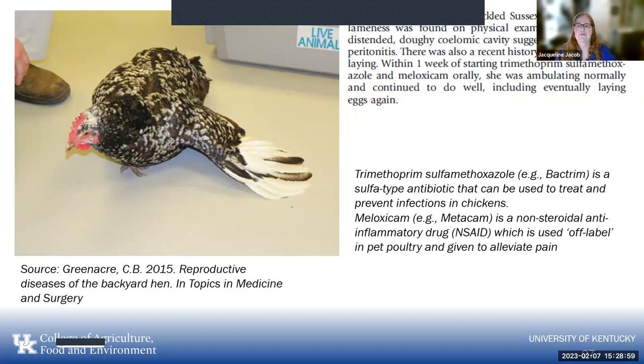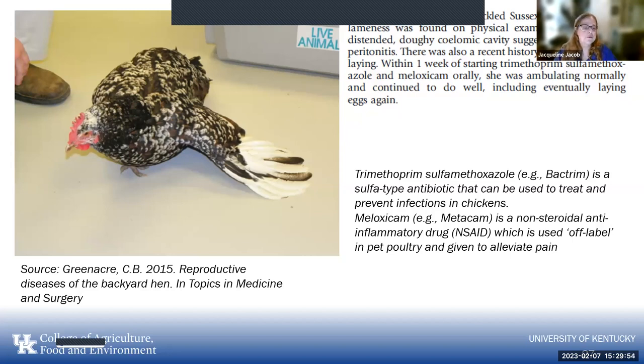They treated them, and this is the supportive care, with trimethoprim sulfamethoxazole and meloxicam orally. And within a short period of time, she was able to walk and eventually start laying eggs. So the first compound is a sulfa type antibiotic that was used to treat the infection. And the meloxicam is a non-steroidal anti-inflammatory, which is used off-label in pet poultry. It's not approved for it, so it'd have to be through a vet. And it's only for pet poultry, not for productive poultry, so you can't eat the eggs from it. And it's basically given to alleviate pain.